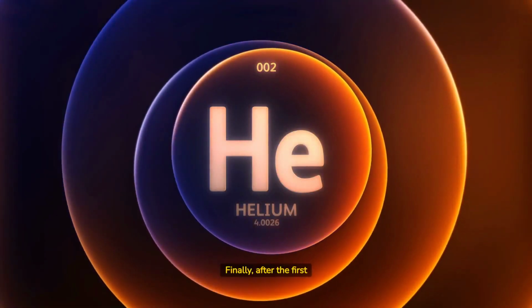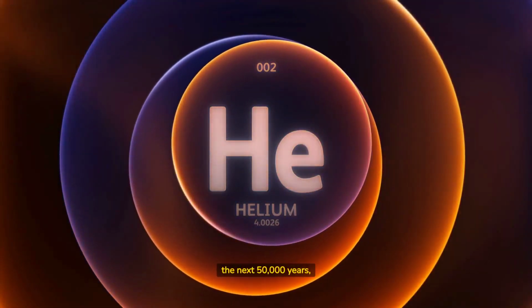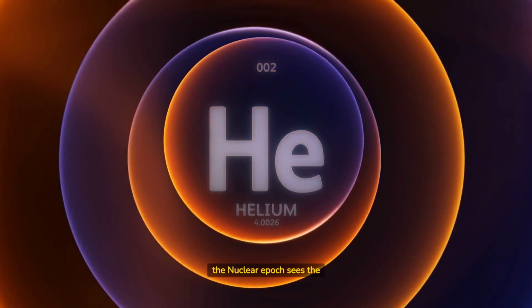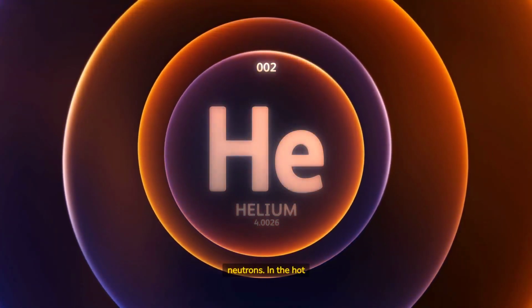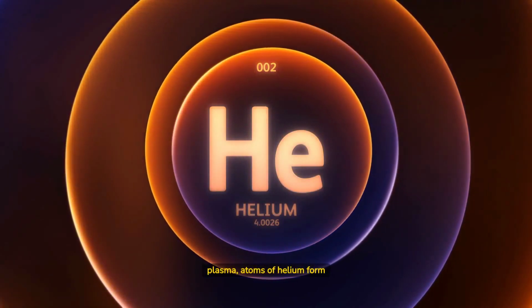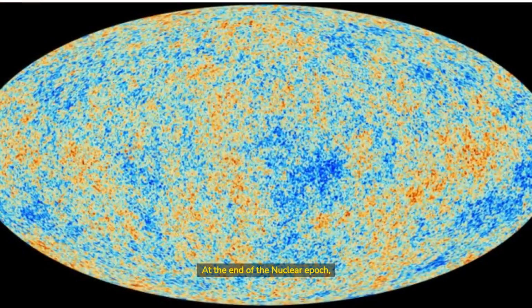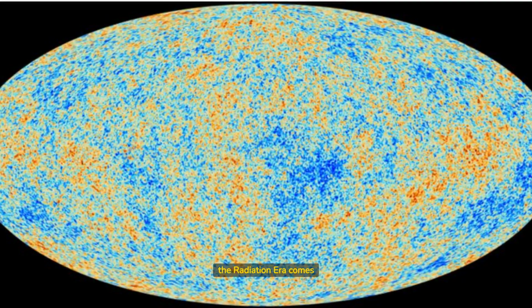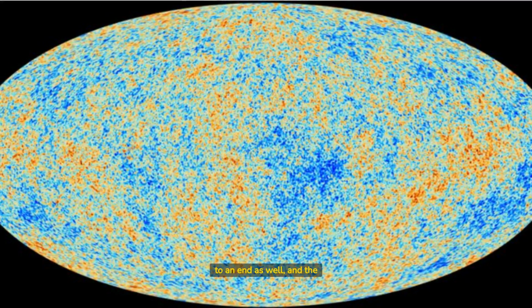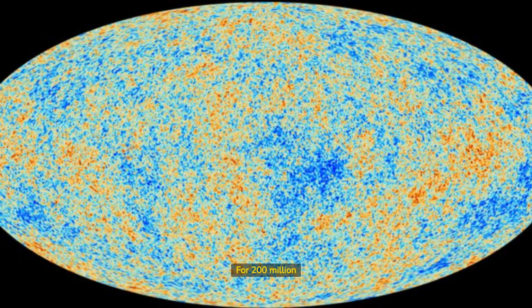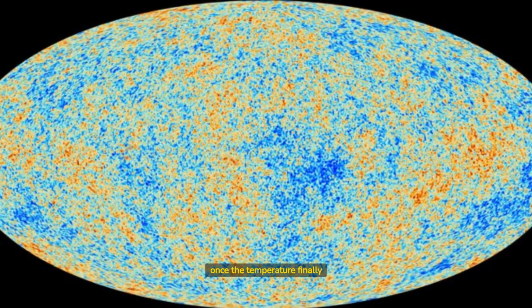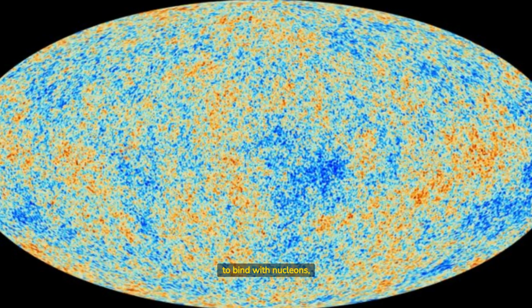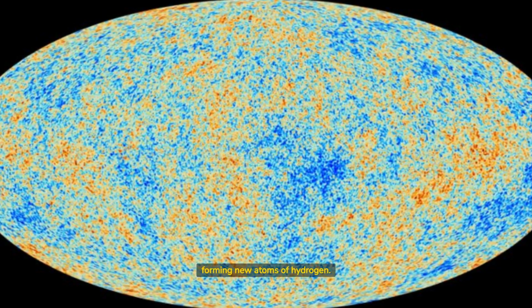Finally, after the first few moments were over, for the next 50,000 years, the nuclear epoch sees the temperature continue to drop and nuclei form from protons and neutrons. In the hot plasma, atoms of helium form and fill space. At the end of the nuclear epoch, the radiation era comes to an end as well, and the universe moves into the matter era. For 200 million years during the atomic epoch, once the temperature finally cooled enough, electrons start to bind with nucleons, forming new atoms of hydrogen.